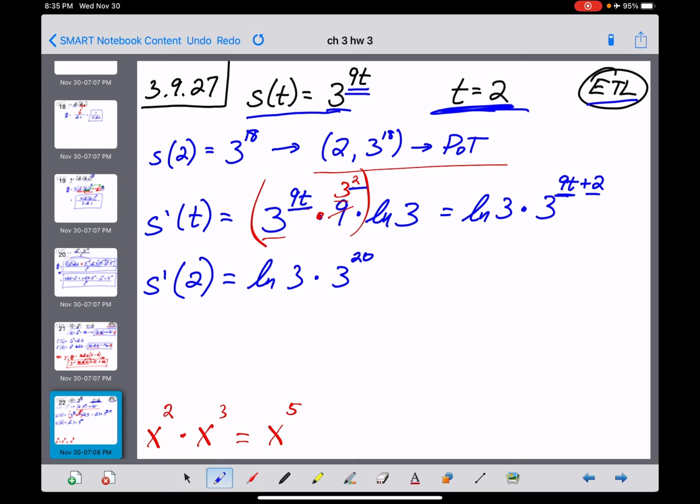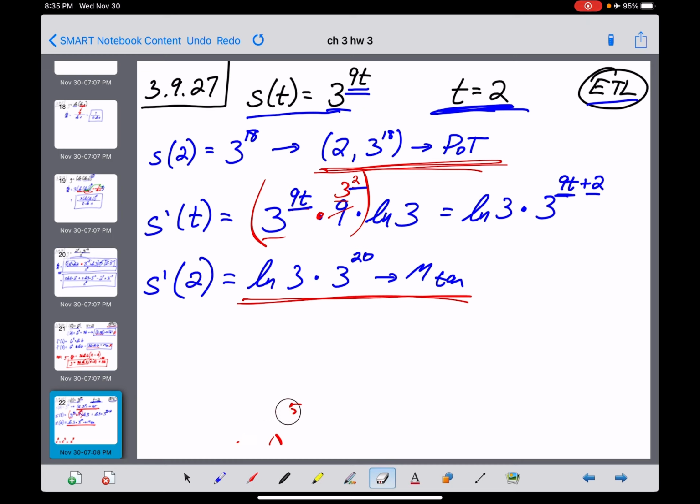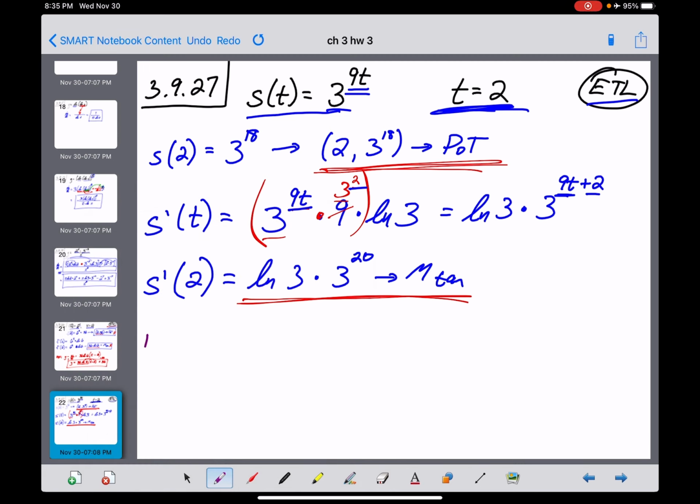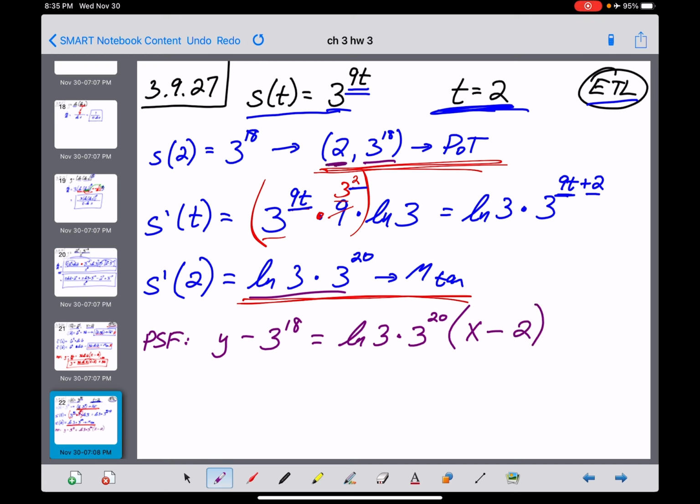So that right there, guys, is the slope of our tangent line. Here was the point of tangency. Here, it's ugly, but that's the slope of our tangent. So let's go ahead now. I'm going to switch to purple right here, and let's do what we can do in point slope form for now. Y minus the y-coordinate of your point of tangency, 3 to the 18th, equals the slope of your tangent, which is the natural log of 3 multiplied by 3 to the 20th, and then in parentheses, x minus the x-coordinate at your point of tangency, which is 2.